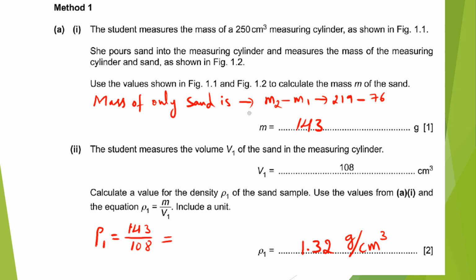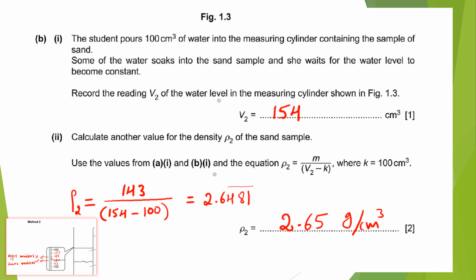Here the formula is directly given for us and they remind us to include a unit. So it is a very friendly way of asking the question. We just need to correctly substitute the values and shouldn't forget to write the unit from the above values, that is gram per centimeter cube. Then moving to the next question, part B.